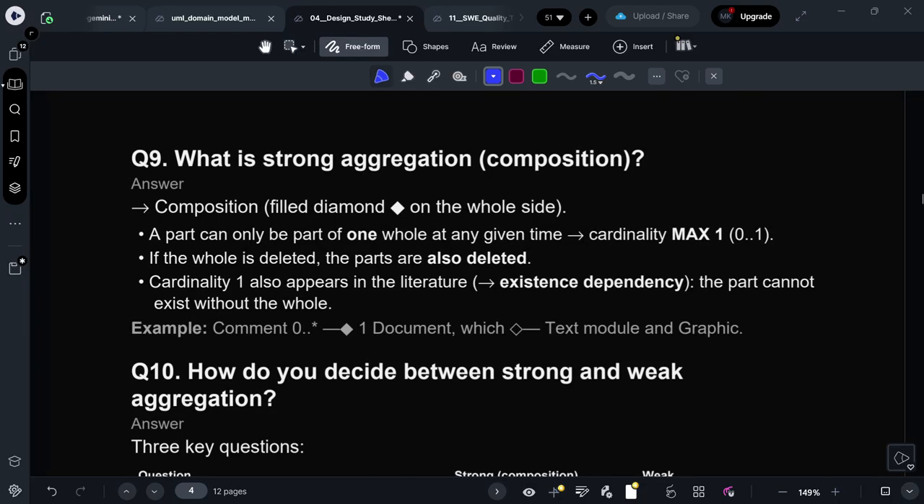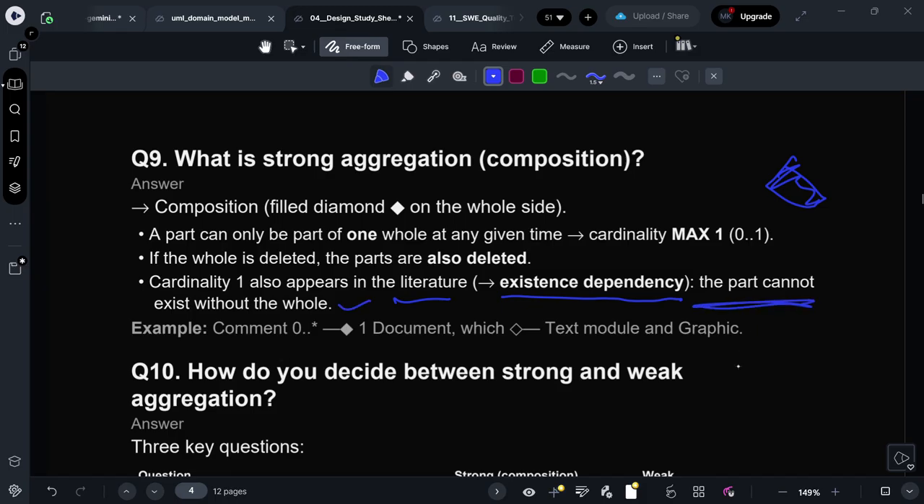What is a strong aggregation, composition? It has a filled diamond on the whole side. A part can only be part of one whole at any given time, cardinality max 1, 0 to 1. If the whole is deleted, the parts are also deleted. Cardinality 1 also appears in the literature as existence dependency: the part cannot exist without the whole.